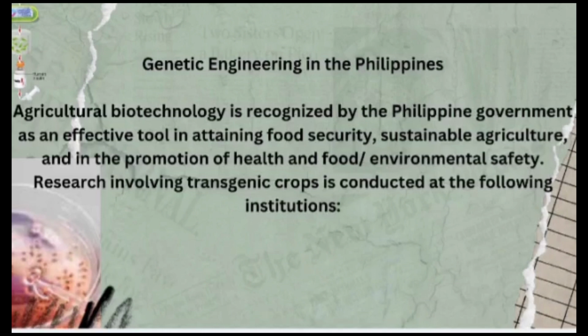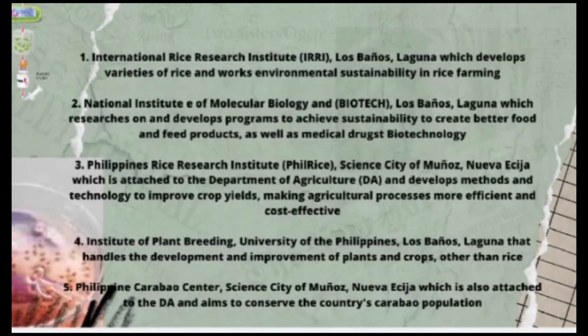Research involving transgenic crops is conducted at the following institutions. First is the International Rice Research Institute or IRRI sa Los Baños, Laguna, which develops varieties of rice and works on environmental sustainability in rice farming. So kani International Rice Research Institute, ni siyang biggest nga rice research institution in the world and nag-help yun siya para ma-develop yun ang mga varieties ng mga rice.